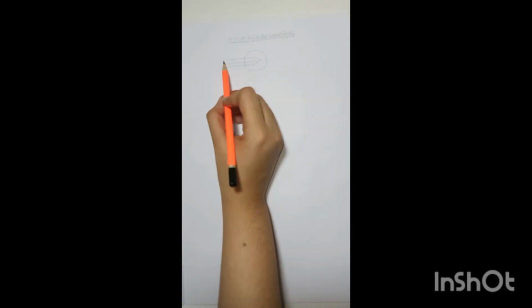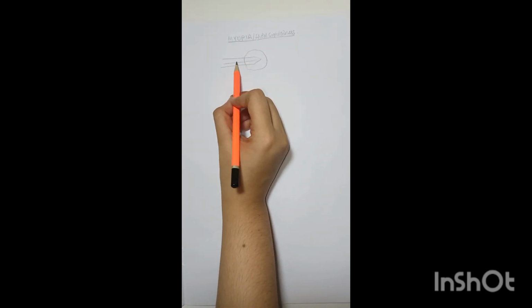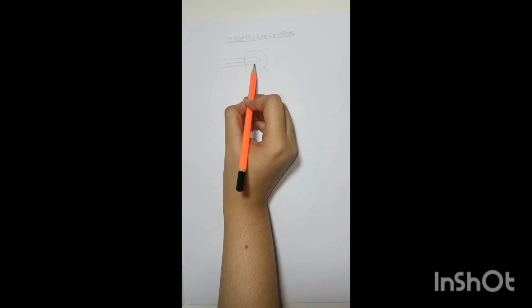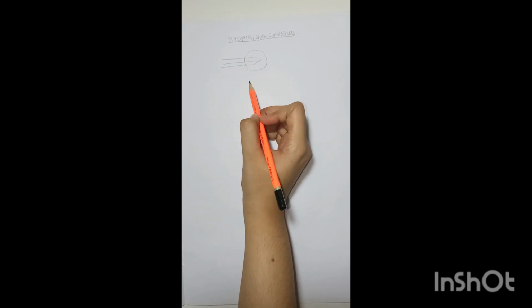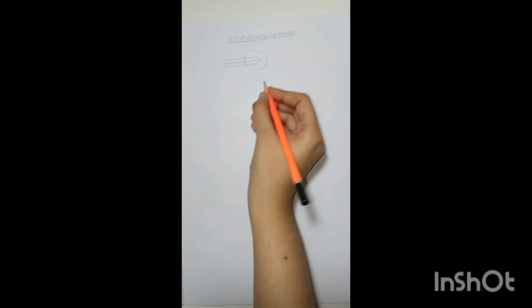Today we will discuss myopia. Myopia is also known as short-sightedness. It occurs when parallel rays of light passing from infinity are focused in front of the retina with accommodation at rest.